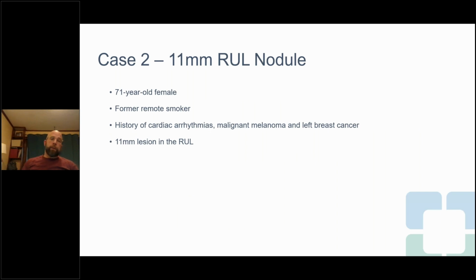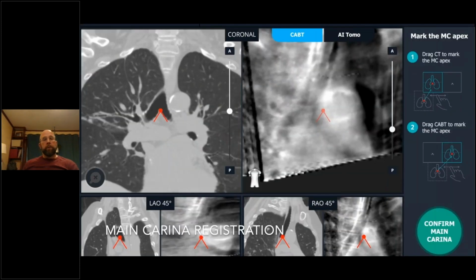The next patient, 11-millimeter right upper lobe nodule. This is a 71-year-old female, was a smoker, but sometime in the past, but was significant smoking in that past. Has a cardiac arrhythmia, and that cardiac arrhythmia would prevent this patient from getting a surgical resection. She has a history of 2 different kinds of cancer, a malignant melanoma and a left breast cancer as well. And as mentioned, there's an 11-millimeter lesion in the right upper lobe. So this is a typical case that we would see on a pretty frequent basis.